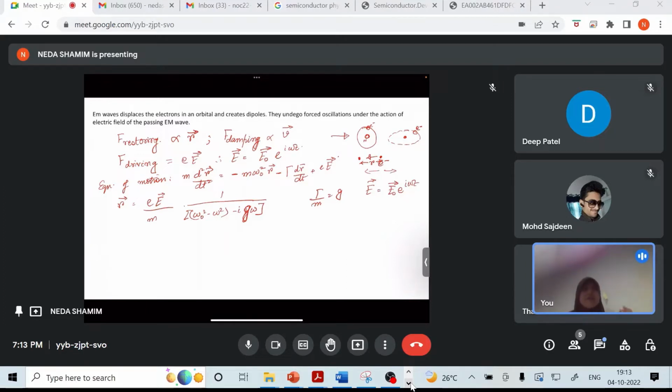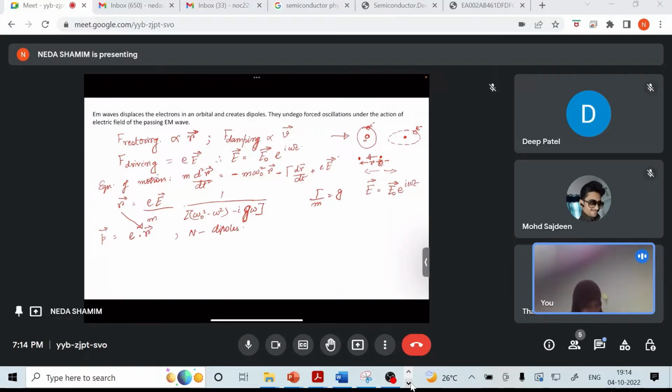Now, as I said, these dipoles are being created. Then the dipole moment associated with it will be the displacement multiplied by the electronic charge of an electron. So the dipole moment of one electron will be e times the r vector. This will be e square the whole of this, if you plug in r. Now there will be n number of such dipoles created.